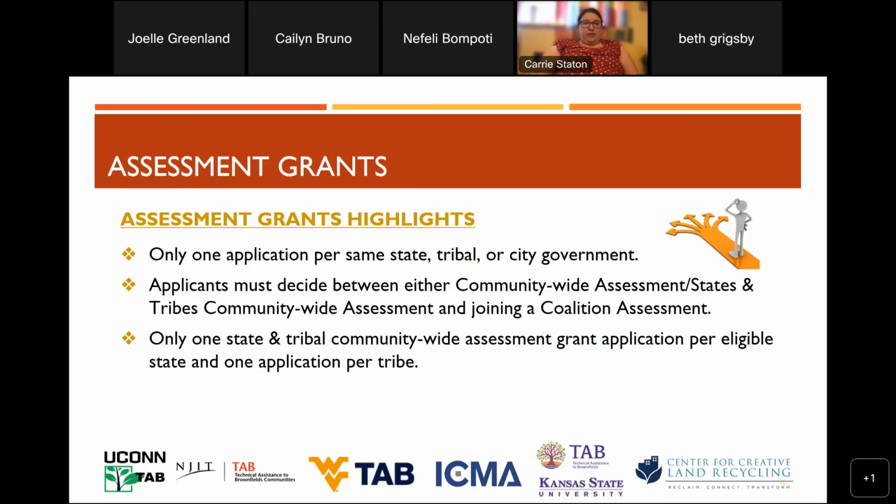Applicants that are eligible for the state and tribal assessment grants have to decide whether they're going to do one of 3 kinds of assessment grants. So they can apply for one of 3: a regular assessment, a state and tribe, or join a coalition. And as I said, for those state and tribal grants, only 1 per state. So they're only going to consider 1 per state.